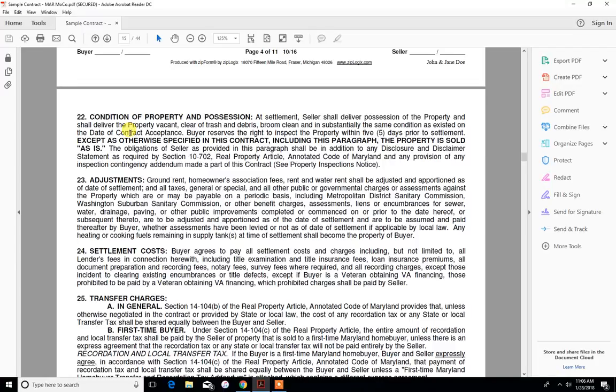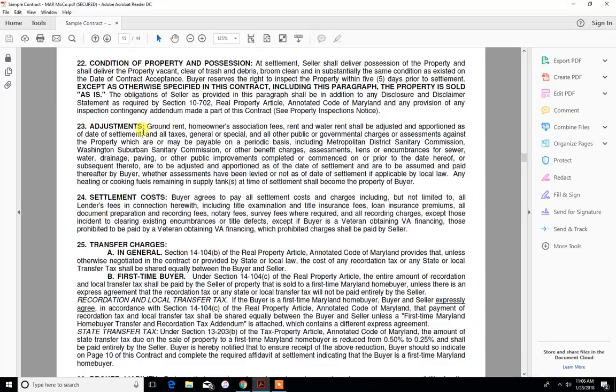Part two says that when we get the home at settlement, it has to be vacant, clear of trash and debris, broom swept clean, and in the same condition that it was on the date we have an accepted contract. Why is that important? Because when we go and do our final walkthrough the day of settlement, there needs to be no holes in the wall from the movers. They're not allowed to leave trash there, etc. So this is your protection that the home you buy is the same one you're getting.